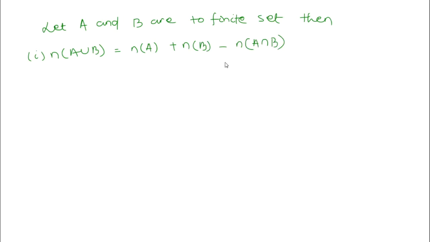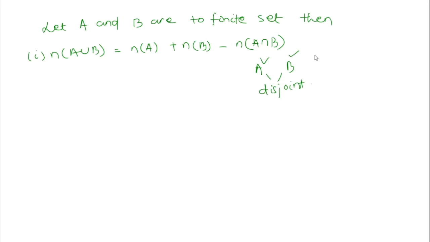Okay, but another case is, what if A and B are disjoint? That means if there are no common elements between A and B, in that case what will happen?